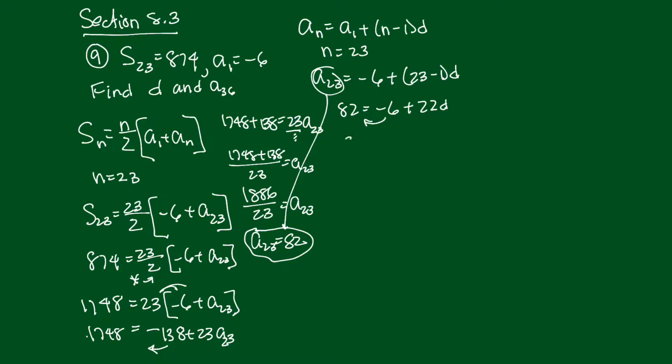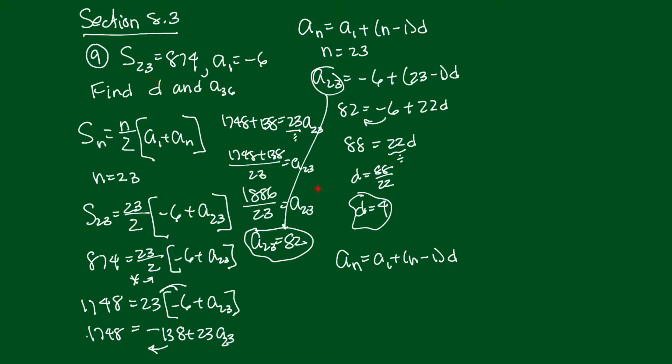Let's add 6. So I'll get 88 is equal to 22d. And if we divide, we'll get d equals 88 over 22. I'm thinking that just might be a 4. All right, so now I've got d and I've got a1. So if I come back to this formula right here, a sub n is equal to a1 plus n minus 1 d, right? What are we looking for? We're looking for d.